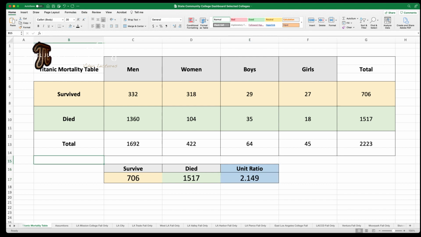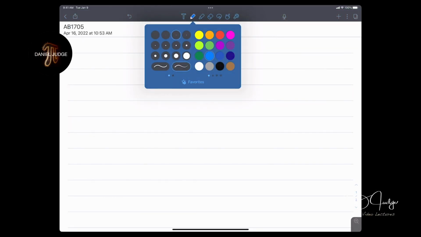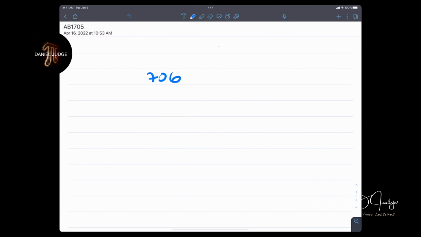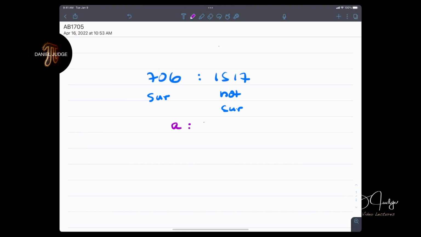So let's take a look here. First of all, this is a ratio. 706 people survived the Titanic to 1,517 people who did not survive. Now, when you look at this, we want to unitize it. It's easier to relate the ratios if we unitize, right? So this is our definition of a ratio.